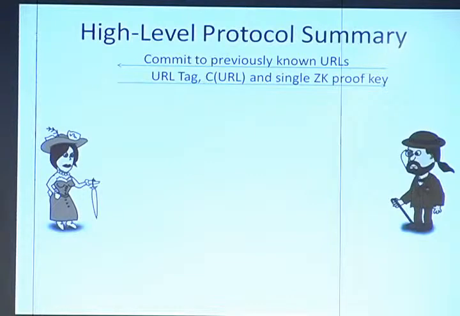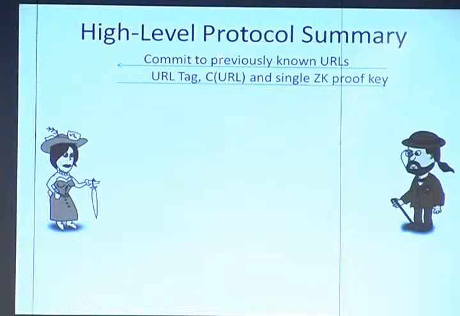Now Sally sends a few things to Bob. So she sends the tag. The tag is what we said, the name of the bank. So this is a URL for Bank of America. She sends a commitment to the URL. So we'll see why this is needed later. But from the commitment, remember, it's hiding, so Bob doesn't learn anything. And she sends already a single zero-knowledge proof key. This is the key that's used in the balance. So already Bob can make a single proof.